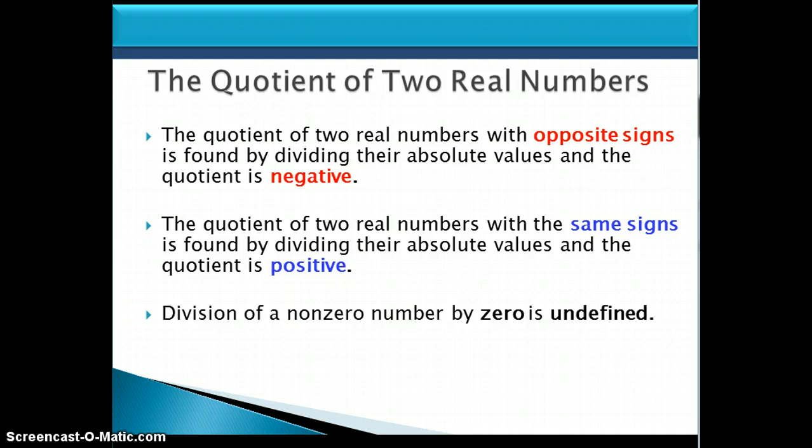Division of a non-zero number by 0 is undefined. So remember that. If you're dividing a non-zero number by the number 0, this will be undefined. On the other hand, if we have 0 divided by any non-zero number, then this result will be 0.